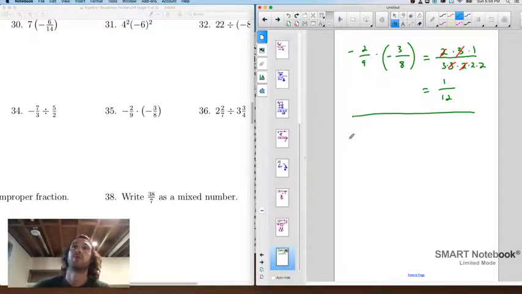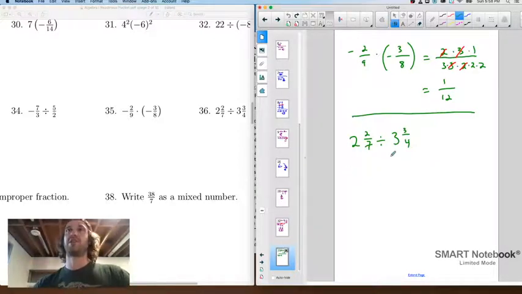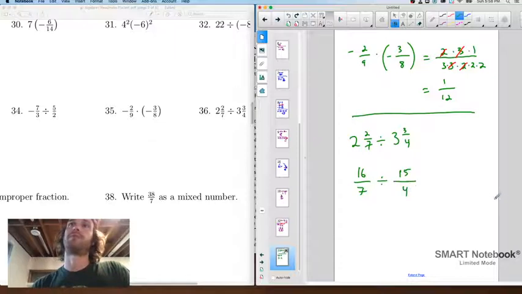All right, this one's going to be good. I'm excited. 2 and 2 sevenths divided by 3 and 3/4. Let's go ahead and jump on this. Let's write each of these as a common fraction first. So that's 2 times 7, which is 14, plus 2, is 16 over 7. Keep the denominator. Divided by, so we don't want to do the skip, change, flip first. We want to put them in common fraction form first. 3 times 4 is 12, plus 3 is 15 over 4.